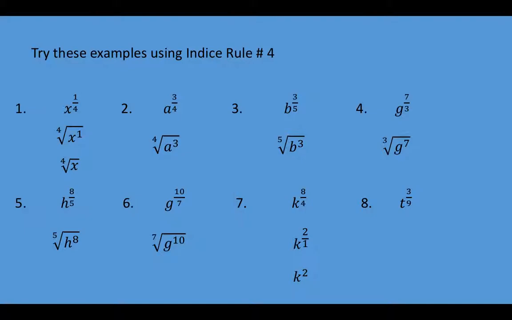However, we've got t to the power of 3 over 9, as we have here in question 8. When we simplify this one, it's going to give us t to the power of a third. Now we've seen something like that before. We have to remember that the denominator is 3, so we end up with the cube root of t.